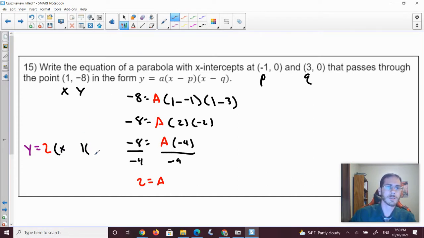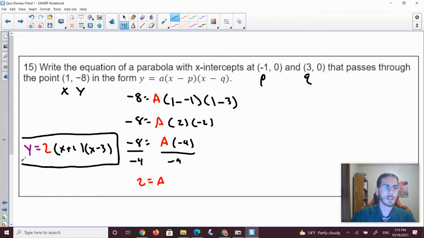X's stay as x's. Minus -1 is the same as +1, so I'm just going to write +1. And then -3. And that's it. That's my answer. Again, if I want to double check, I 100% can just use Desmos to double check it out. So we've got 2x plus 1, x minus 3.